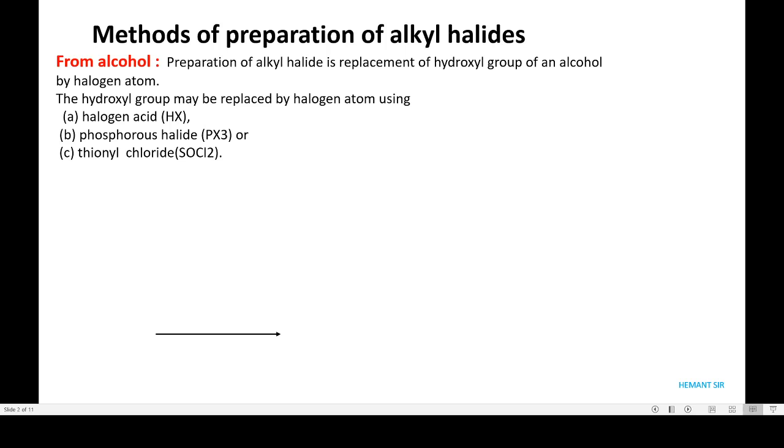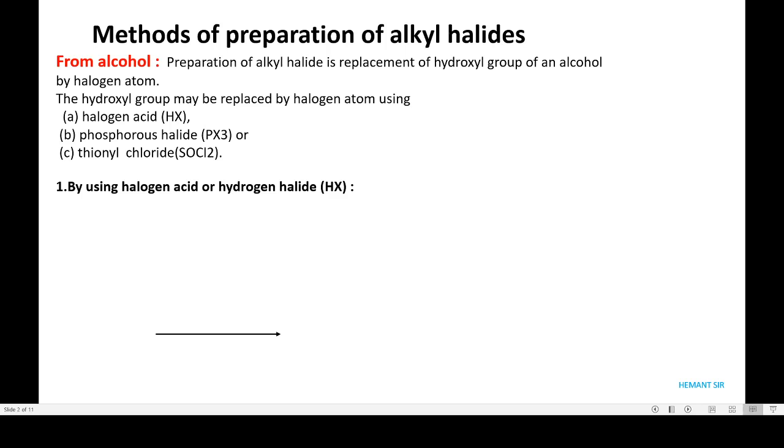Means today's session we will discuss reactions for the preparation of alkyl halide from alcohol using halogen acid, phosphorus halide, thionyl chloride. So let's start with the first, halogen acid. First reaction by using halogen acid or hydrogen halide. It is represented by HX.